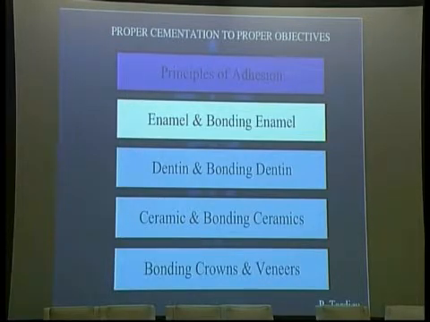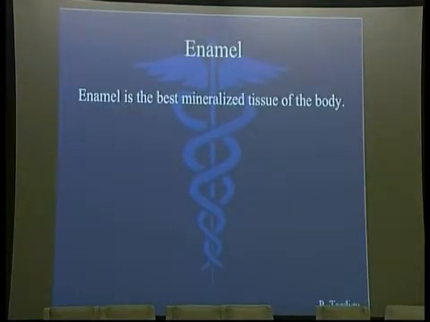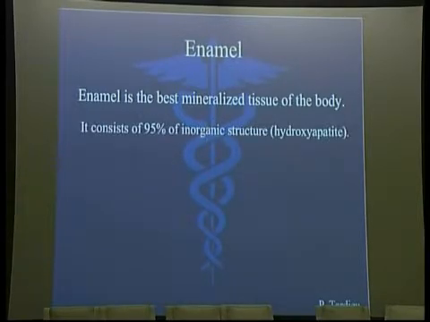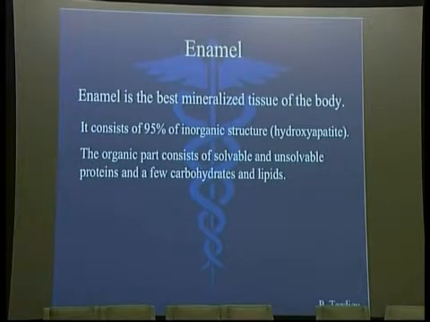Let's talk about enamel. I know you know all about enamel, but I'm going to point out some issues about enamel. Enamel is, as you know, the most highly mineralized tissue of the body. And due to this, is it good to bond or not? We don't know. It consists of 95% inorganic structure, hydroxyapatite. But the organic part consists of soluble and insoluble protein and few carbohydrates and lipids. So there is a part of the enamel which is organic too.